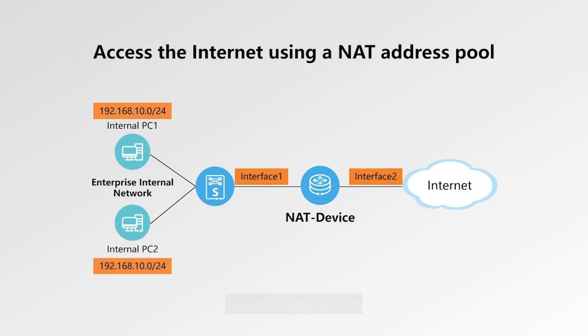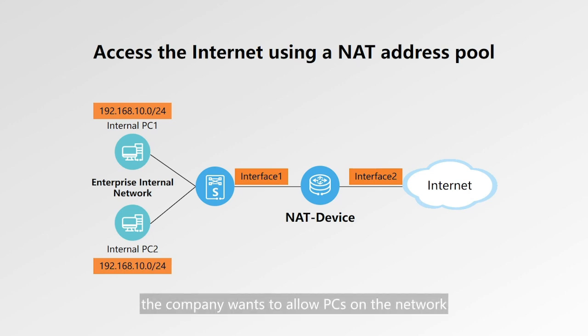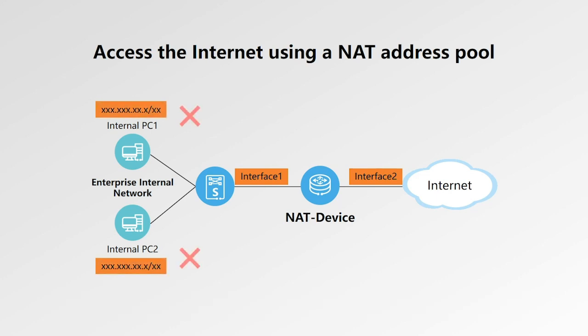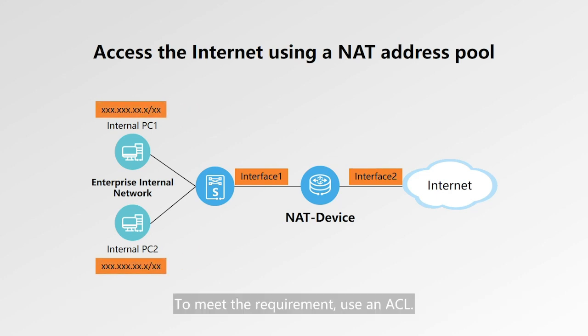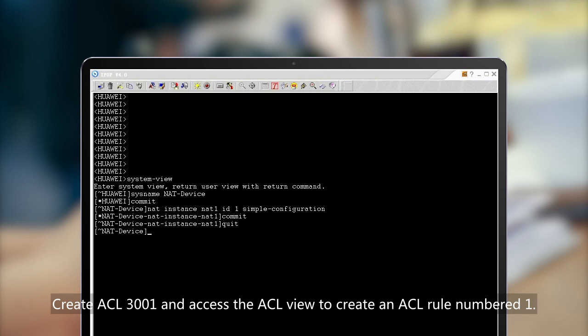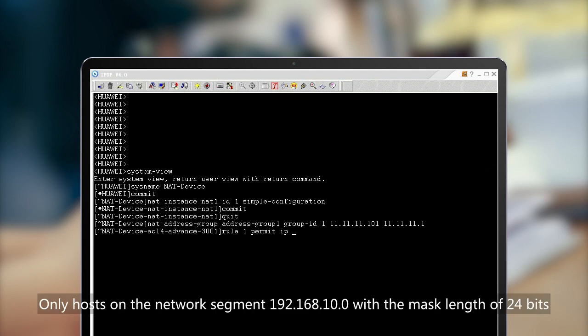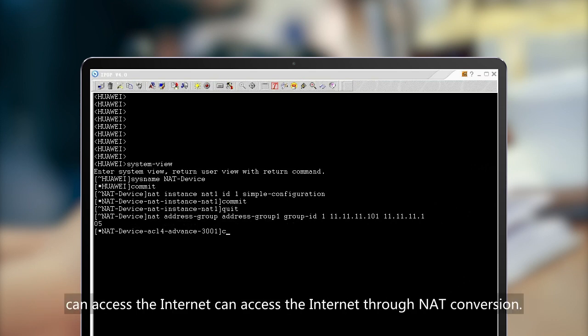After configuring basic NAT functions, let's look at how to configure a NAT diversion policy. As mentioned above, the company wants to allow PCs on the network segment 192.168.10.0 with a mask length of 24 bits to access the Internet. To meet the requirement, use an ACL. Create ACL 3001 and access the ACL view to create an ACL rule numbered 1. Only hosts on the network segment 192.168.10.0 with the mask length of 24 bits can access the Internet through NAT conversion.